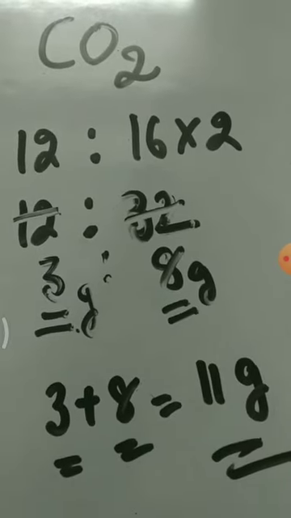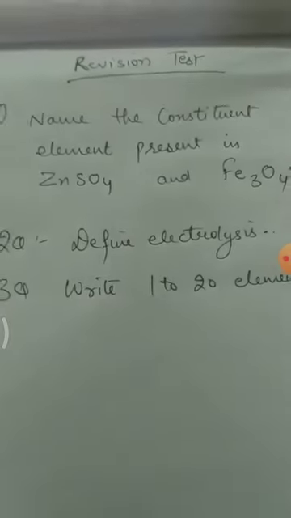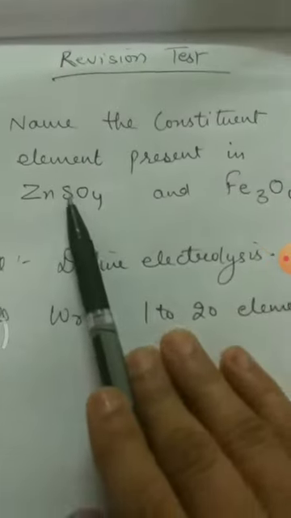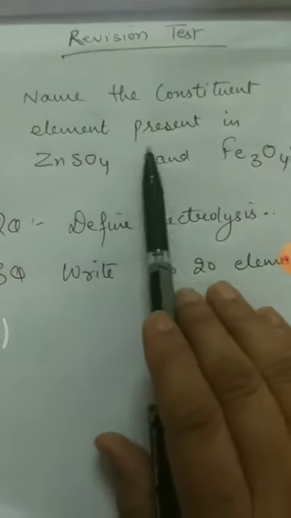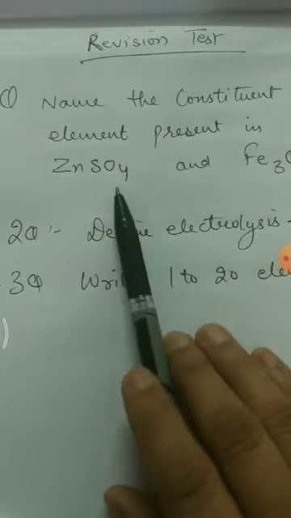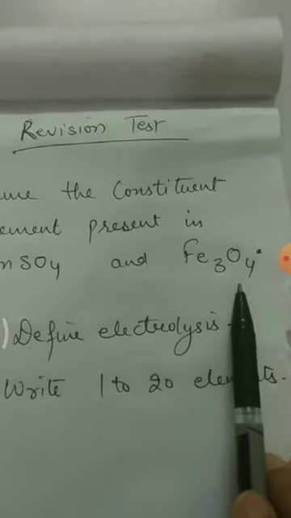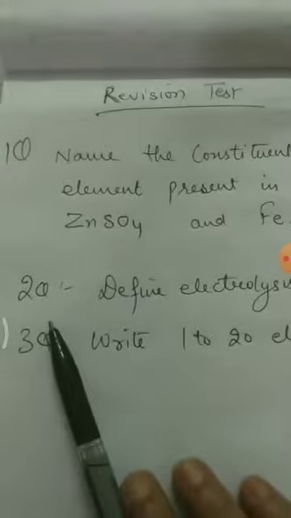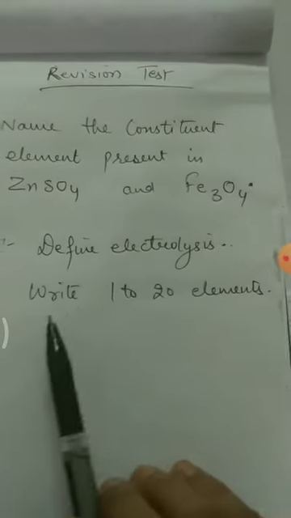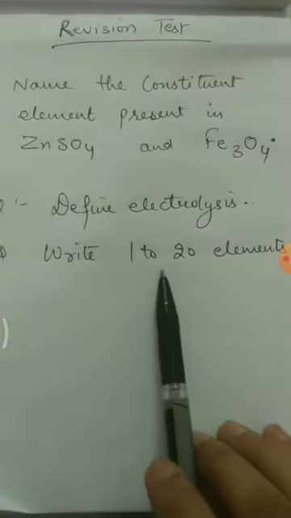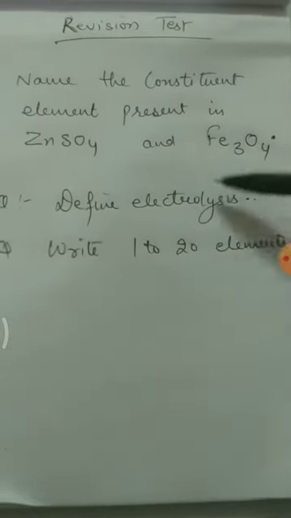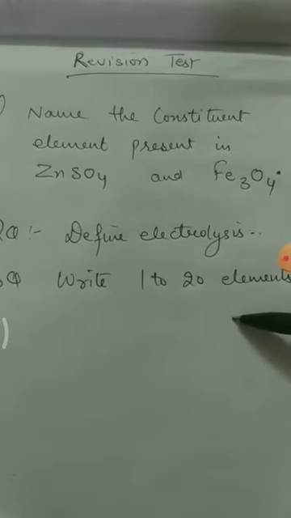Now note down some revision questions. First, name the constituent elements present in zinc sulfate and triiron tetraoxide. Second question, define electrolysis. Third question, write elements 1 to 20. These 3 questions you have to do in your notebook and revise the chapter up to the important characteristics of compound.